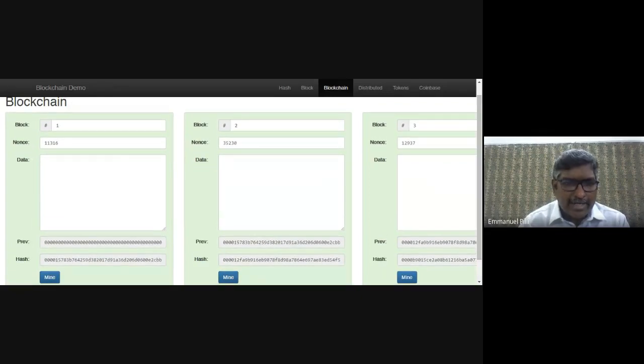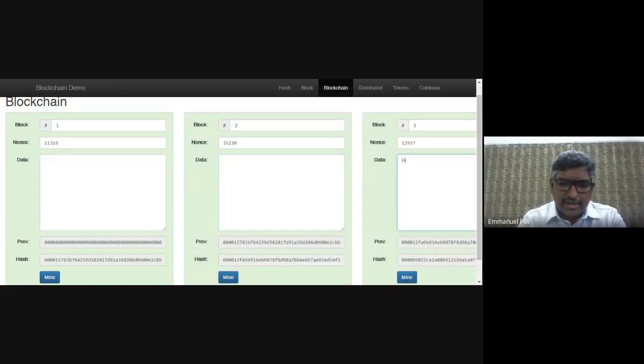Let us say I want to add a transaction here. What happens if I change something here? Any change I make in any one of the blocks, the sequence following that will be changed. But if I remove this, it is okay.